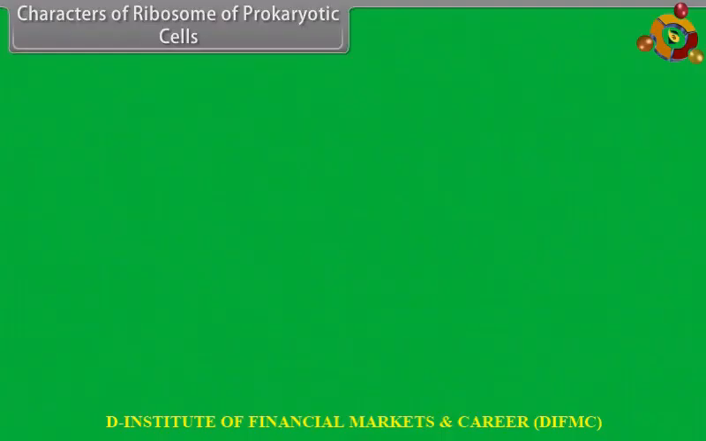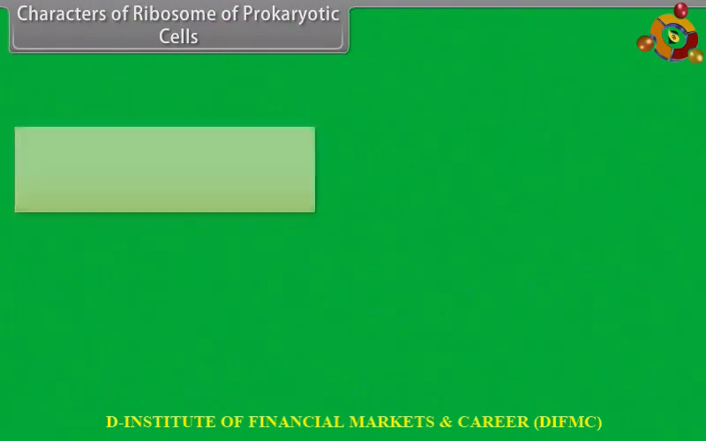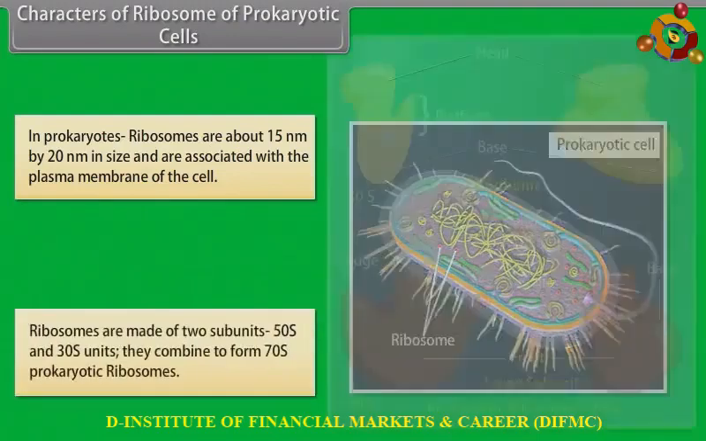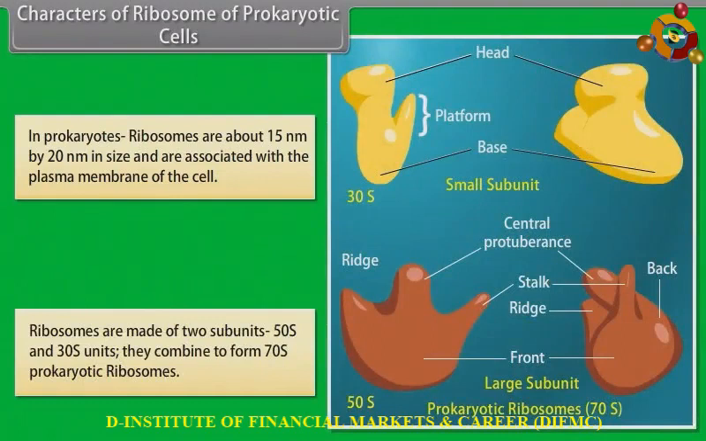Characters of ribosome of prokaryotic cells. In prokaryotes, ribosomes are about 15 nanometer by 20 nanometer in size and are associated with the plasma membrane of the cell. Ribosomes are made up of two subunits, 50S and 30S units. They combine to form 70S prokaryotic ribosomes.